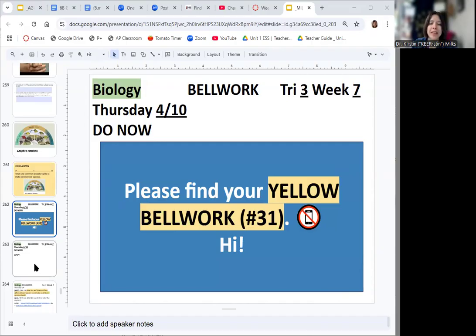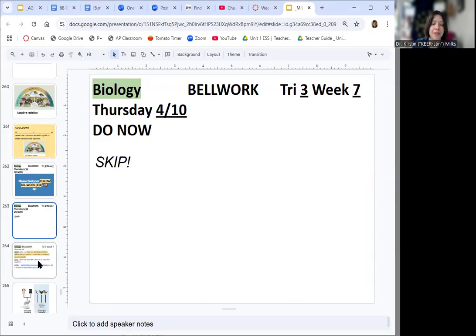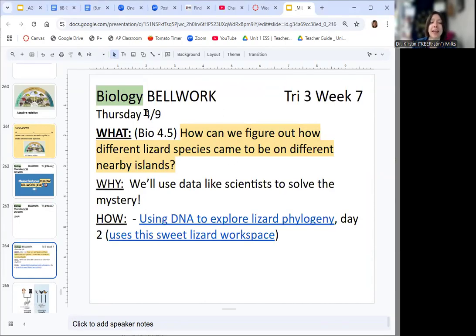It is try 3, week 7. And to make sure that we have enough time to do what we need to do, you're actually going to skip your do now for today. You can write same for this one.